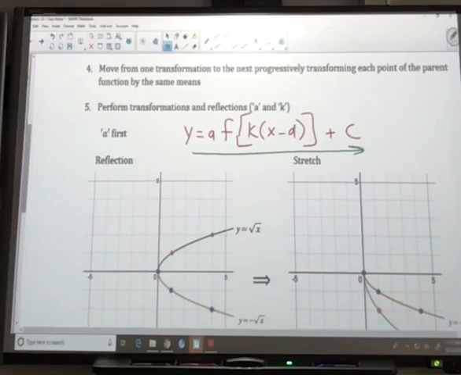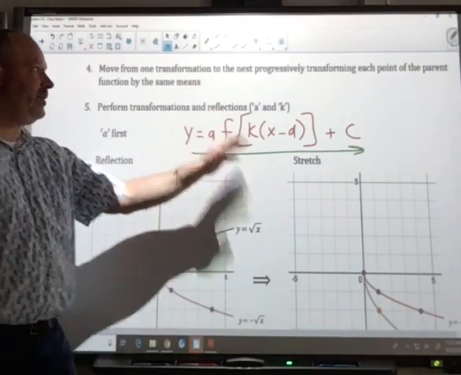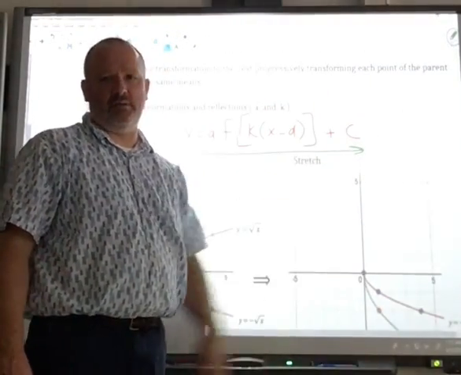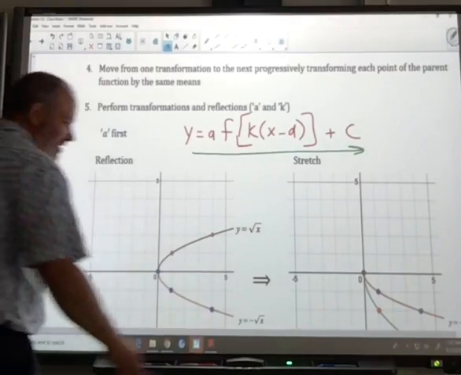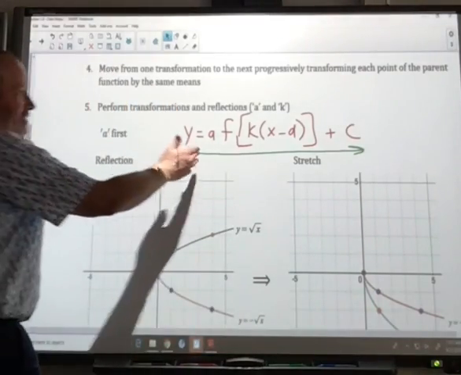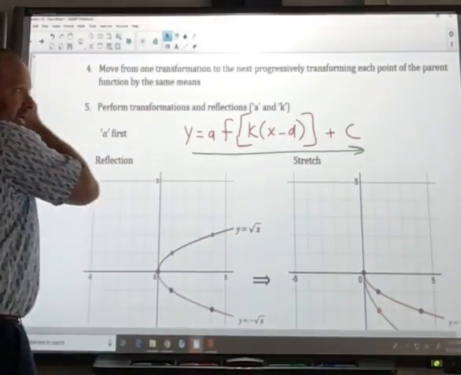Okay, so you do your a first, then you do your k, then you do your d, and then your c. If you go from left to right, you're going to be okay. It's not alphabetical, unfortunately, because a starts the alphabet and then c should be next. But we can't do it in that order.